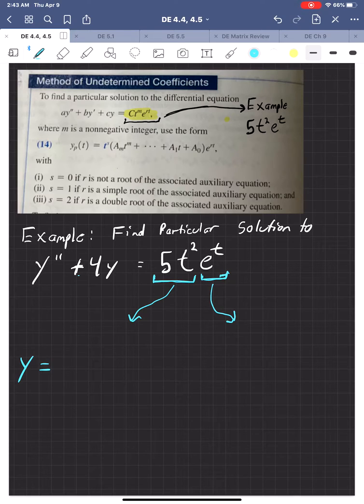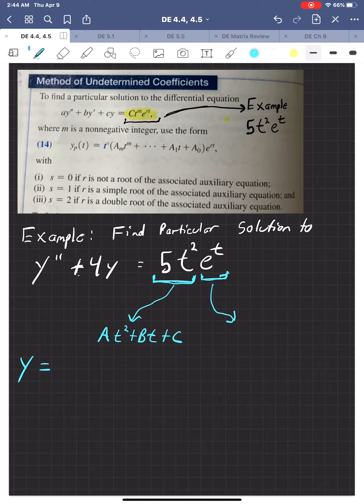So the way you do this is we're going to take each factor, each part that has the variable t in it, and we're going to think of what form that particular factor would take. So let's start with 5t squared. We already saw that if it's t squared, so quadratic, then the form should be a t squared plus b t plus c. So we're good there.